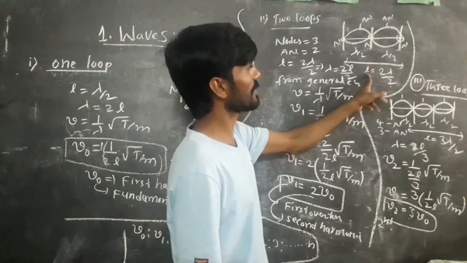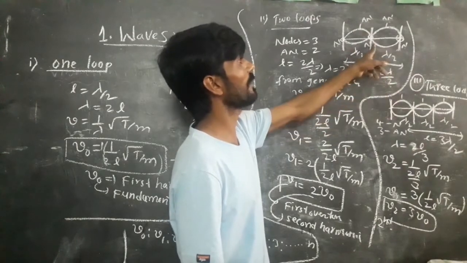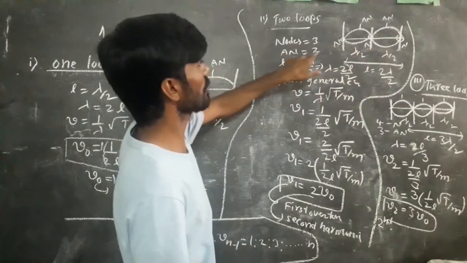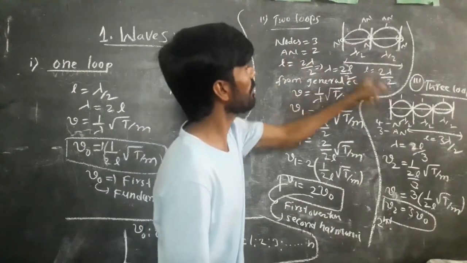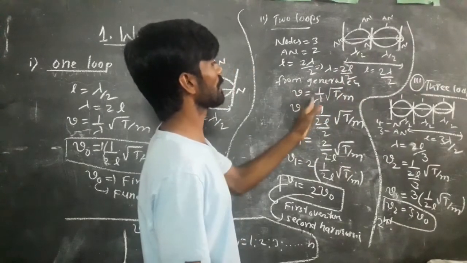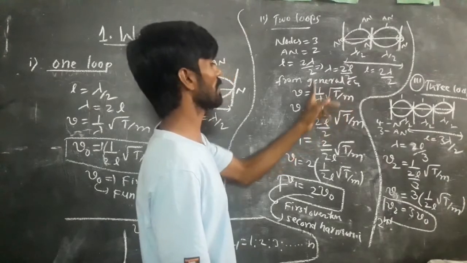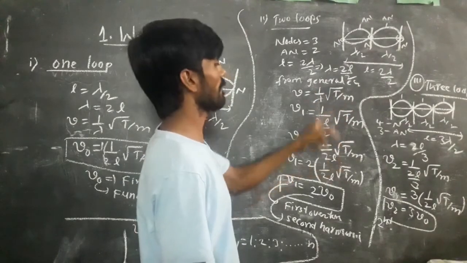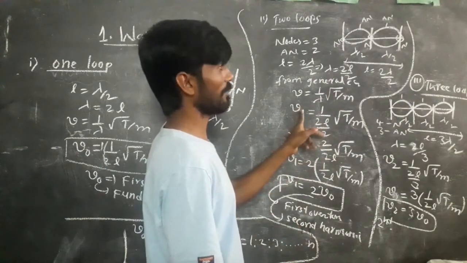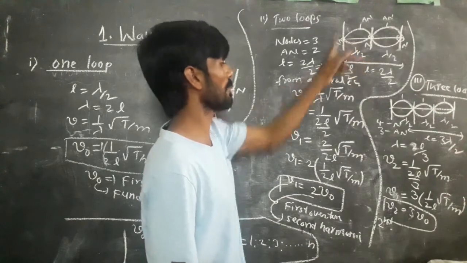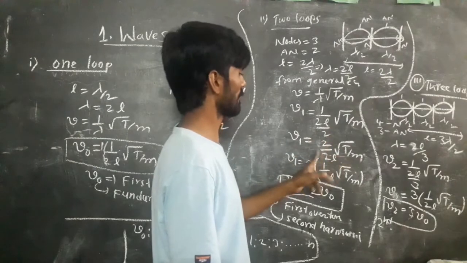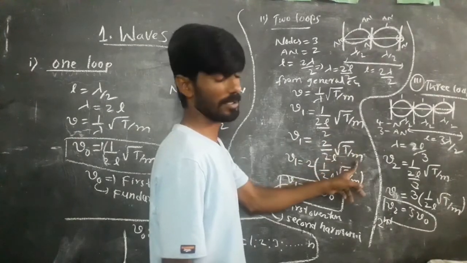Means the length of the stretched string is 2 lambda by 2 when 2 loops are selected. Values change if you go to the numerator. So this one, mu1, is the second harmonic in the second loop. That mu1 is equal to 1 by 2 L by 2. Then finally mu1 is equal to 2 by 2L under root T by M.